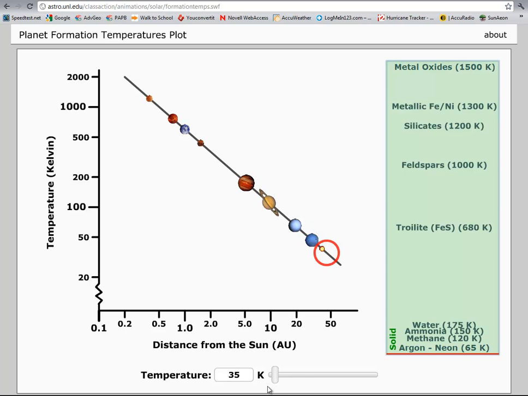And if you went farther out, notice you don't really get to 0 Kelvin, but you can probably approach 2 or 3 degrees Kelvin. So this shows you why the planets are what they are, where they are. And it all has to do with where they were when they formed, in reference to the Sun.